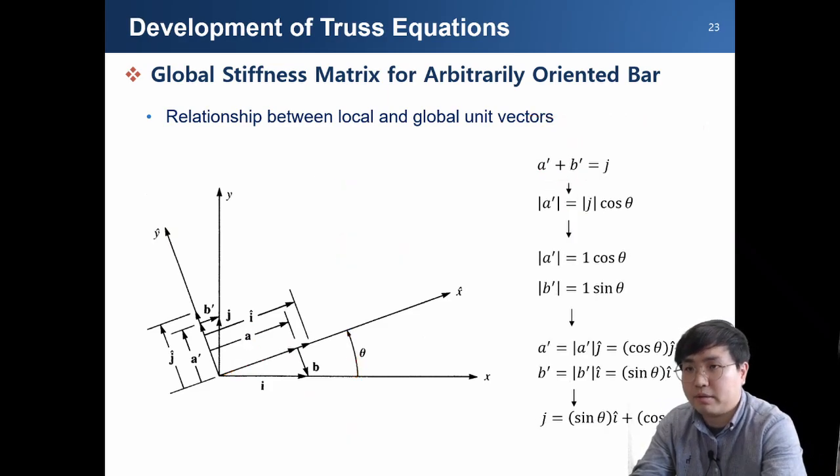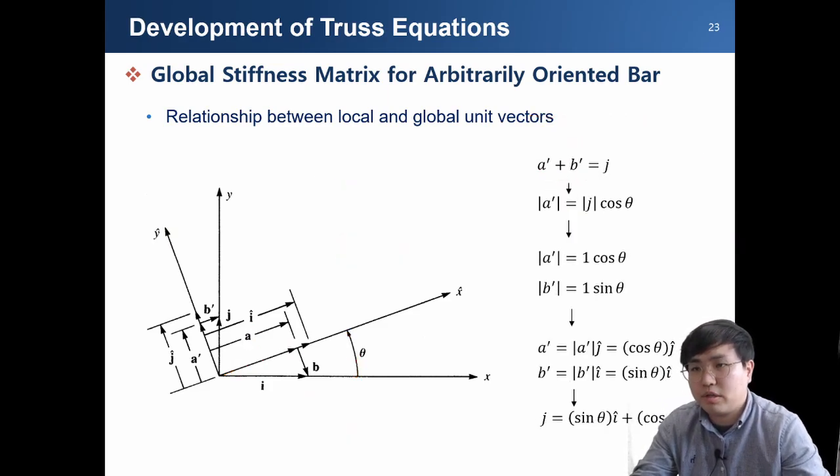And in a similar manner, we can also find the relationship between the J unit vector in the global coordinate system and the transformed coordinate system. Same manner. This is a J vector. It is a summation of the A prime and B prime.